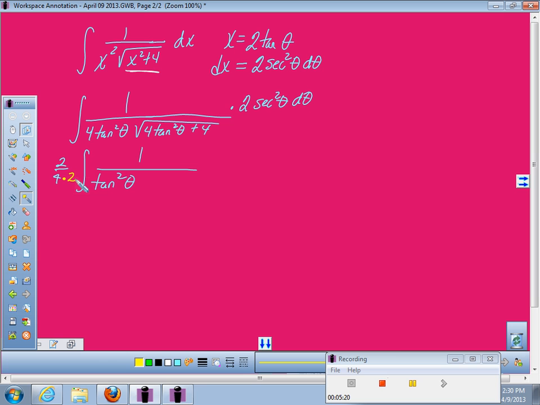Or I can write this as taking out 4 times tangent squared plus 1. So the square root of 4 becomes 2. The tangent squared plus 1 is still inside the root.